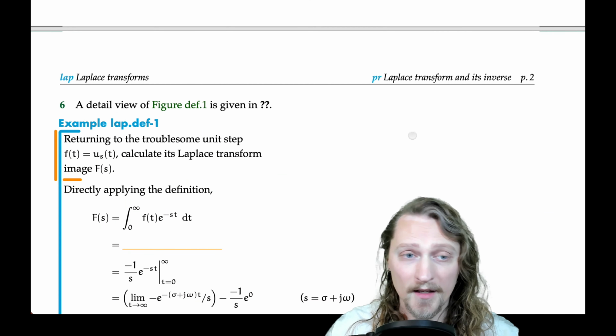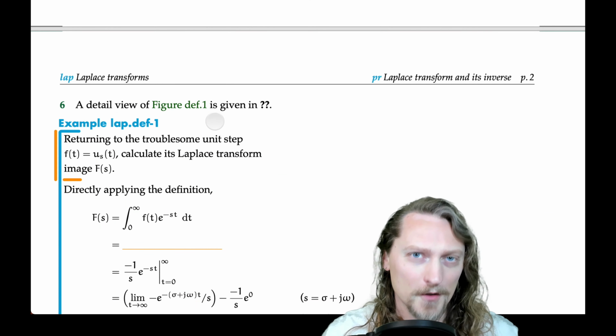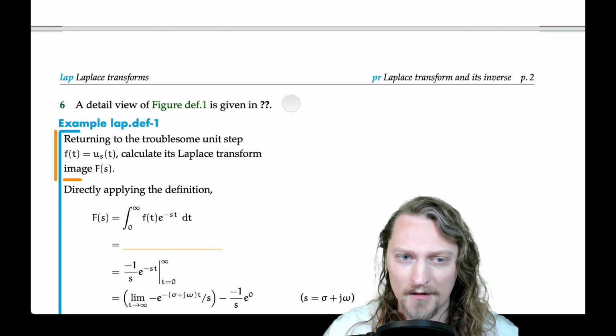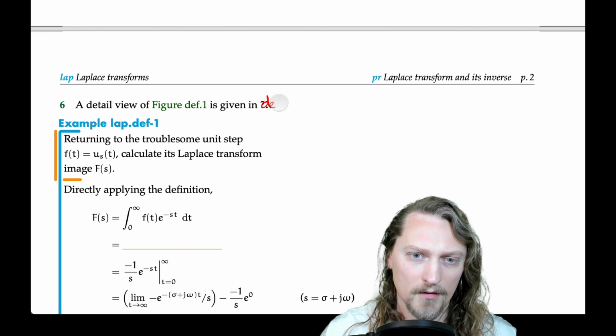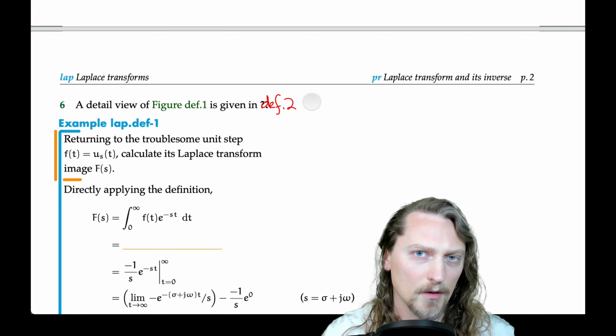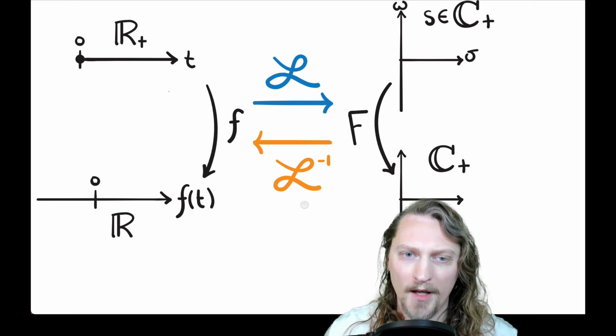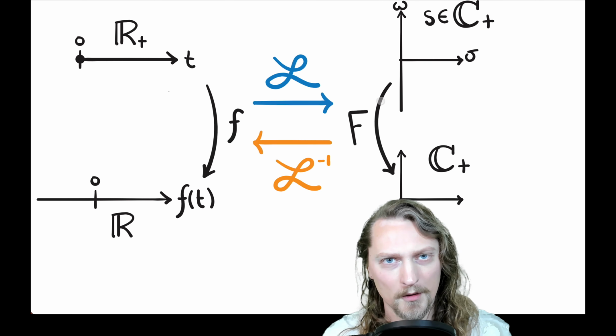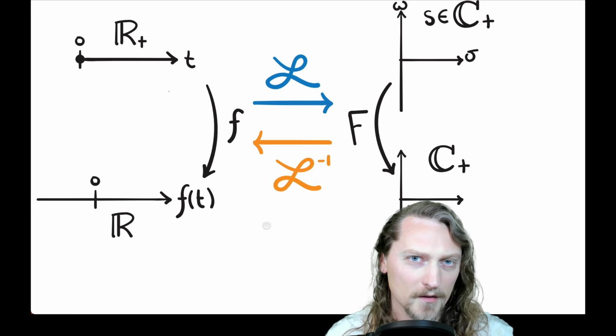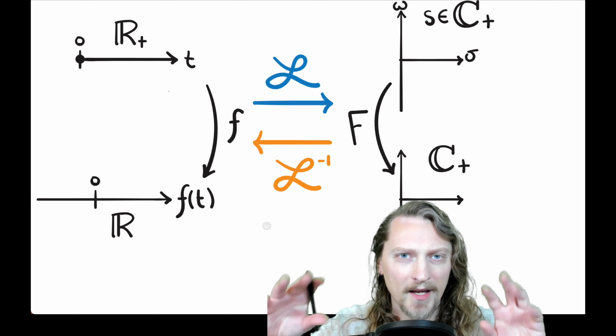Okay, so there's a detailed view of the first figure that we looked at, given in the second figure, which is actually def.2 in your notes. So let's take a look at it. We have, again, the Laplace transform going to the right, the inverse Laplace transform going to the left. But here we've expanded out.